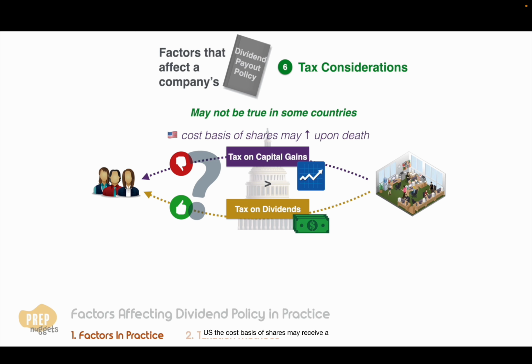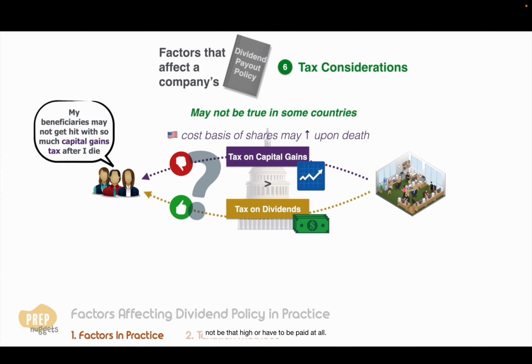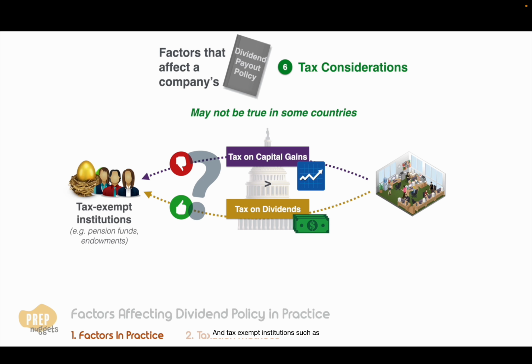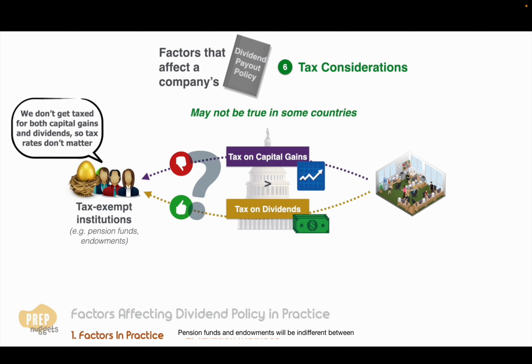Also, in some countries like the US, the cost basis of shares may receive a step up in valuation at the shareholder's death. This means that taxes on capital gains may not be that high or have to be paid at all. And tax-exempt institutions such as pension funds and endowments will be indifferent between dividends or capital gains.